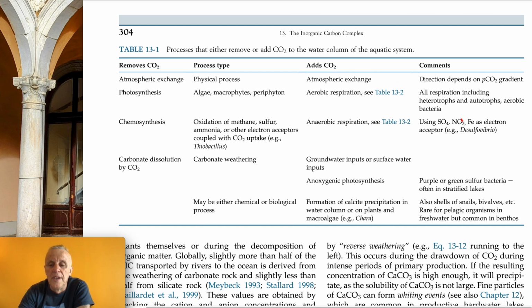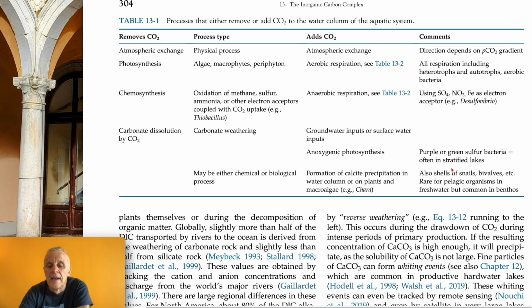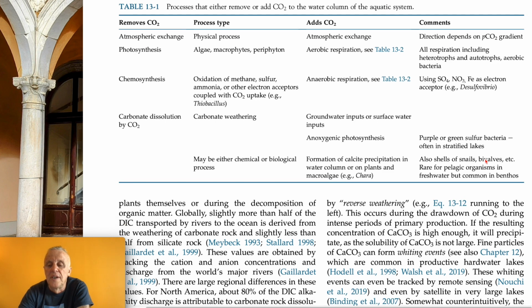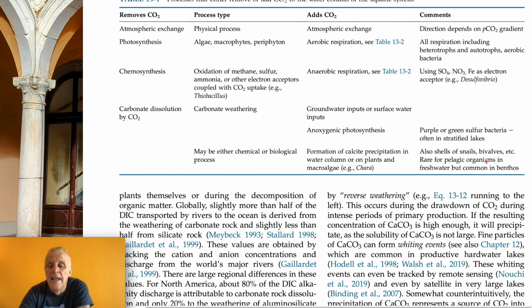All respiration, including heterotrophic and autotrophic aerobic bacteria. And then chemosynthesis using sulfate, nitrate, iron as an electron acceptor. And then anoxygenic photosynthesis, by purple or green sulfur bacteria, often in stratified lakes. And then formation of calcite, also shells of snails, bivalves, etc. Rare for pelagic organisms in freshwater, but common in benthos.